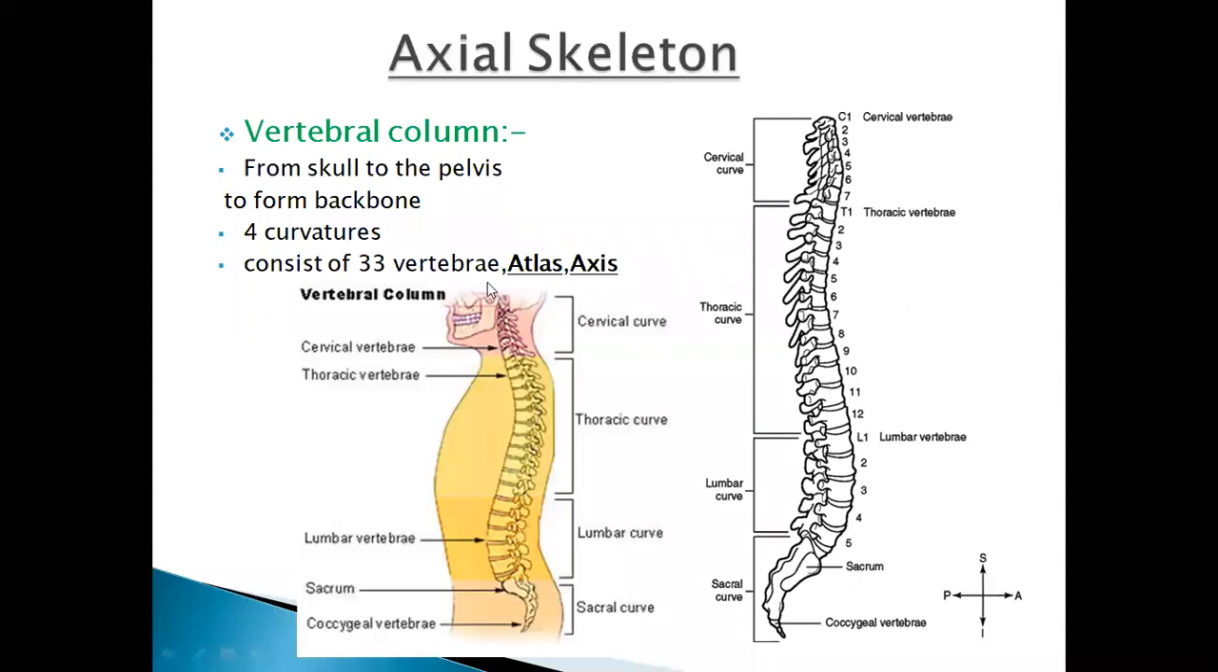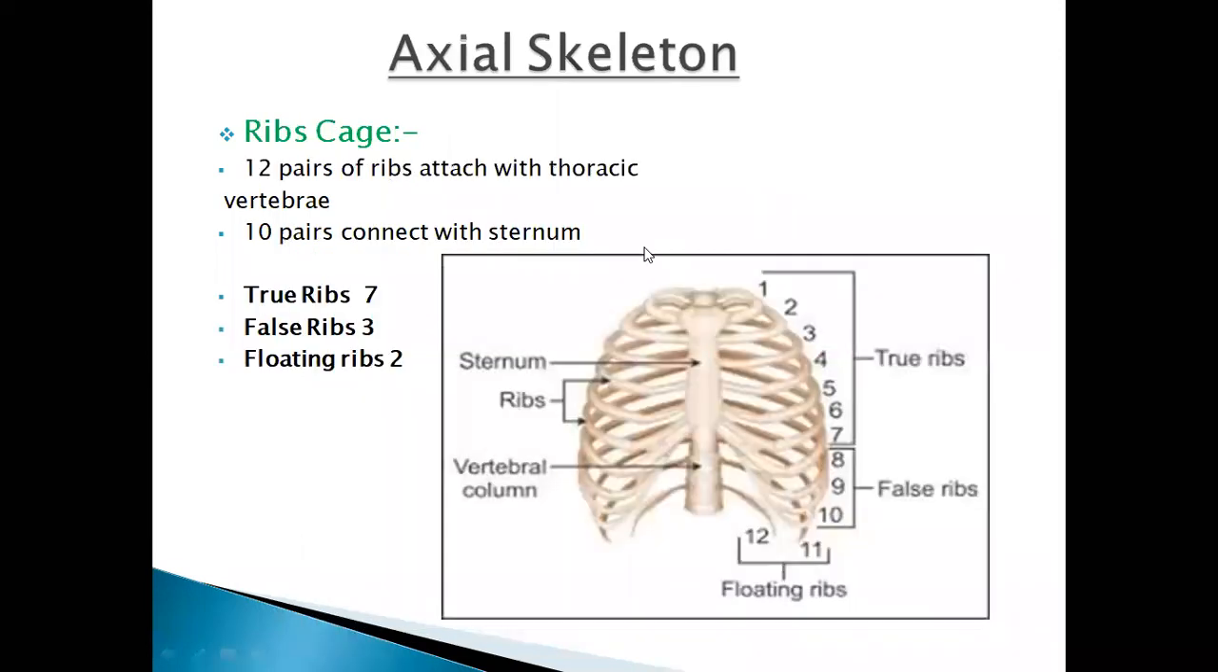Here are 2 points given. One is the atlas and the other one is the axis. What are atlas and axis? Atlas is the first cervical vertebra. If you see here, this is the vertebral column and this is the first bone, C1. So this one is known as the atlas. And the second one is known as the axis, the second cervical vertebra. Okay class, I told you that here are the 4 curvatures. I am going to describe all of them one by one.